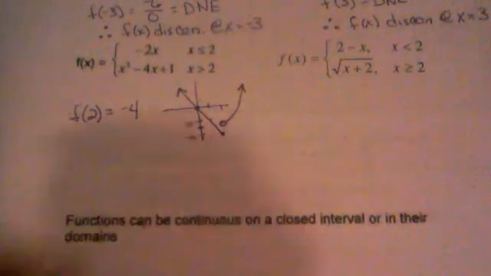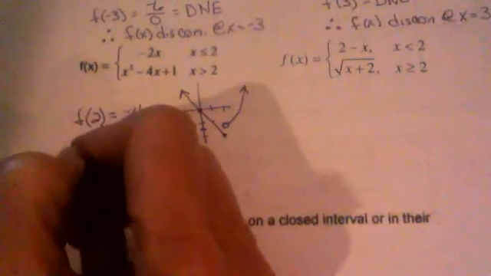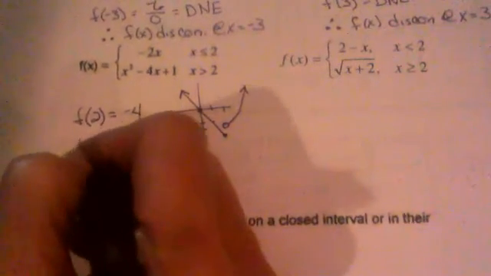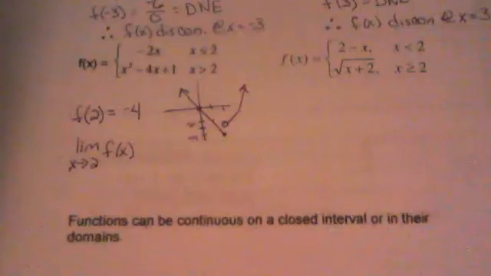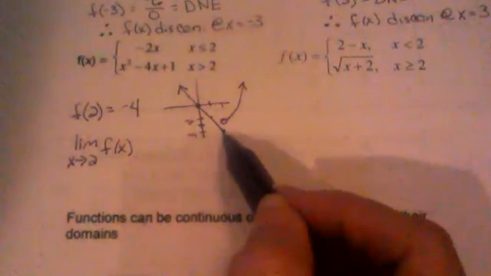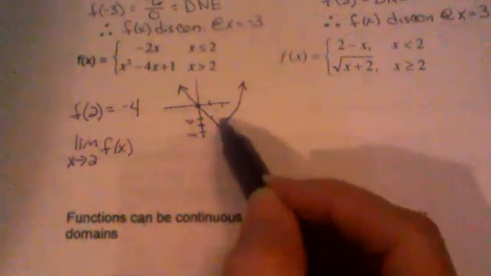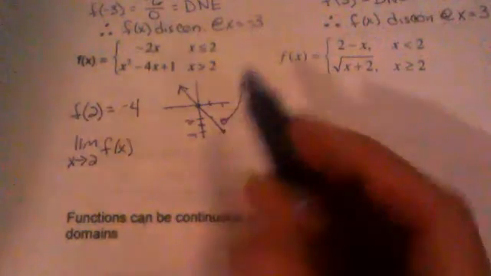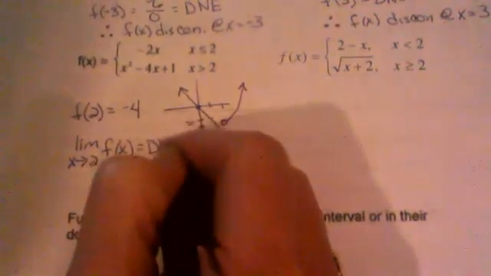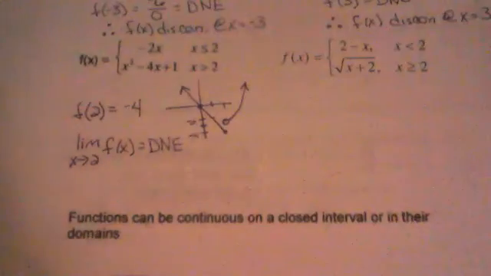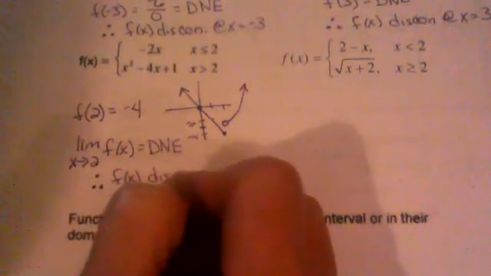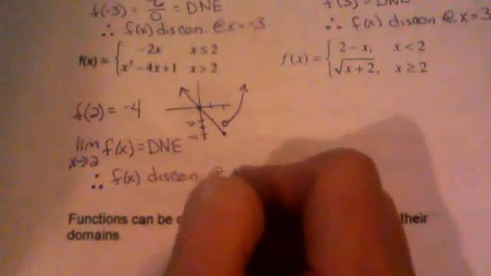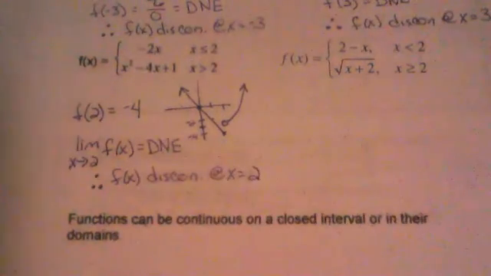All right. Now the second portion says that I want to be able to find the limit as x approaches that value. And the limit as x approaches 2 coming from the left is -4, coming from the right is -3, so therefore our limit doesn't exist. And since the limit doesn't exist, therefore f of x is discontinuous at x equals 2.